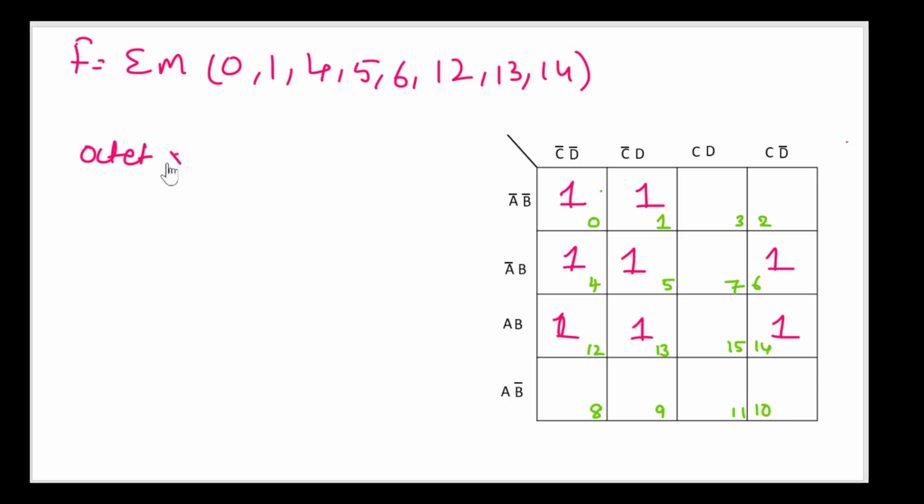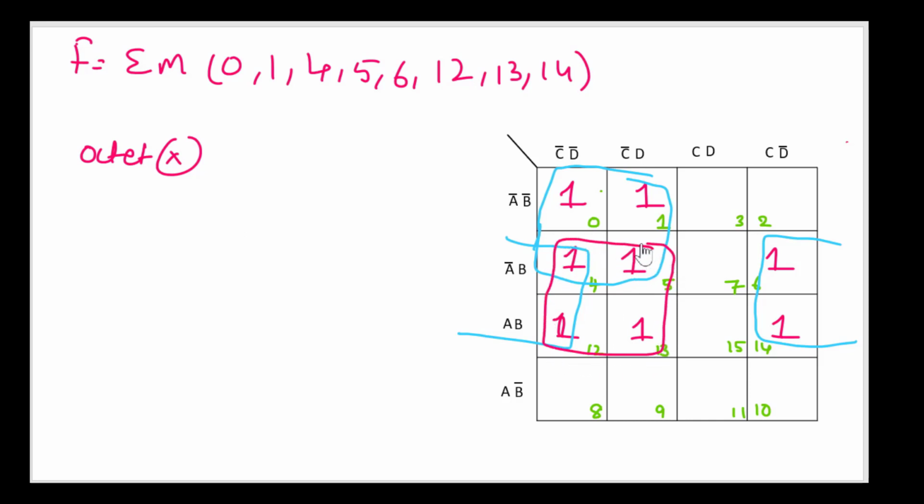Octet is not possible. Look for the quad. So you can form one quad using these 4 group of ones. Again, you can form one more quad using these two and these two. Now this is a single one. Instead of taking single one, we'll take one more quad by taking these 4 as one quad, so that we get the expression of the minimum literals.